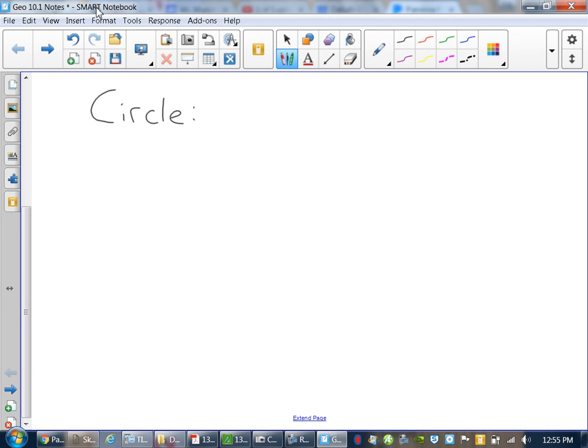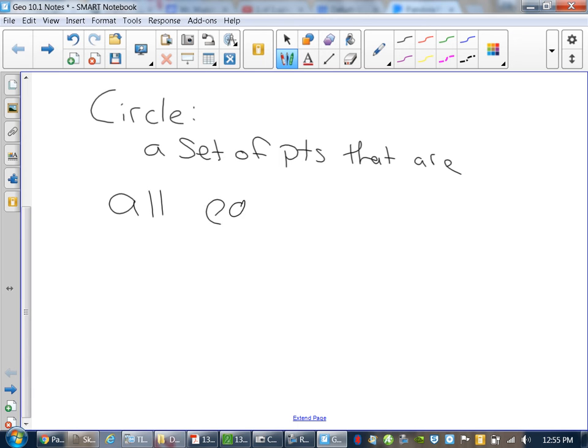No, a set of points that are all equidistant to a center point.